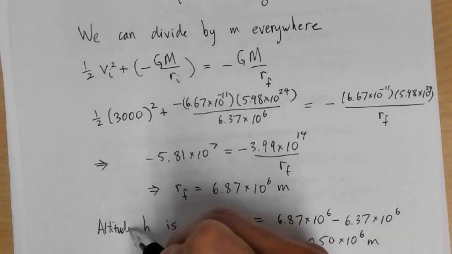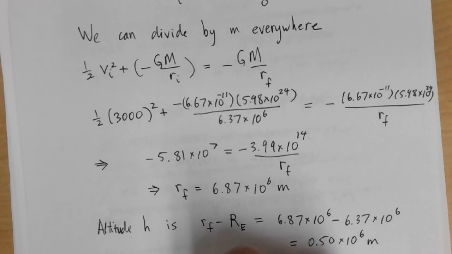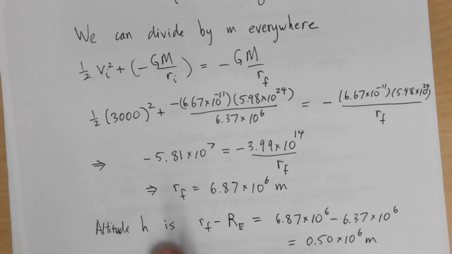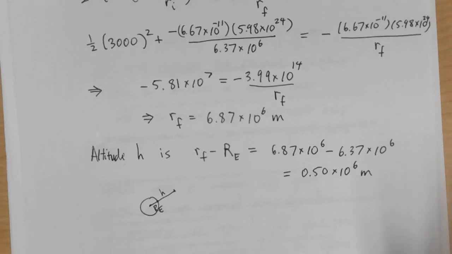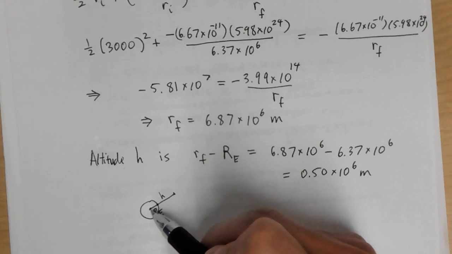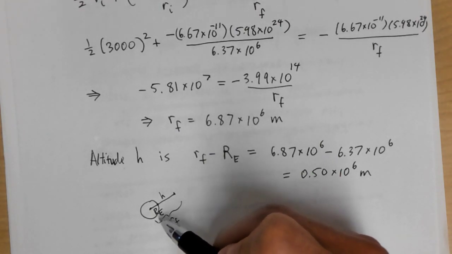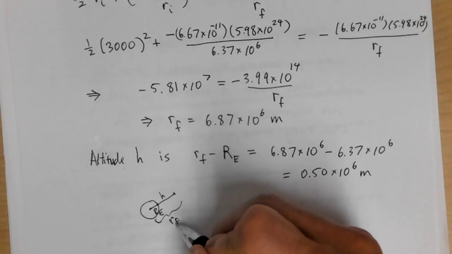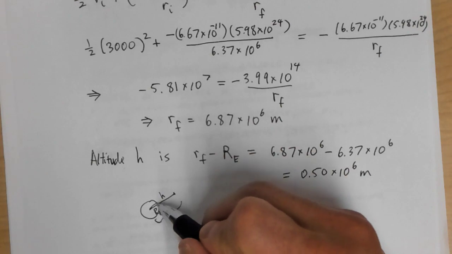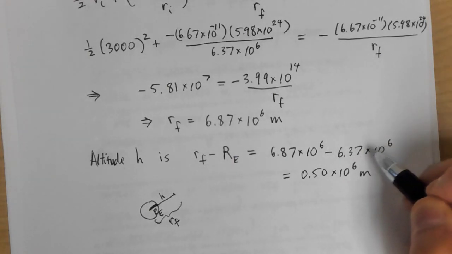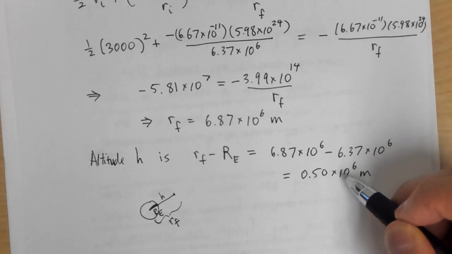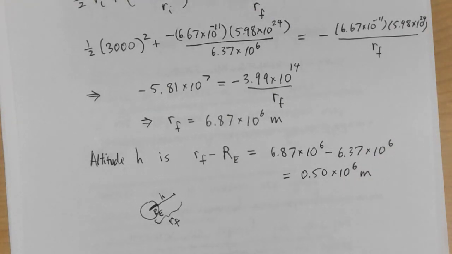But we want to know the altitude. So we have some R_E and then we have some altitude. Actually, the altitude is much smaller than R_E, but you can see the schematic sketch here. The distance all the way across is R final. But if we want to get the altitude, we have to subtract off the radius of the Earth. So we have 6.87 times 10 to the 6th minus the radius of the Earth, 6.37 times 10 to the 6th, which comes out to 0.50 times 10 to the 6th meters.